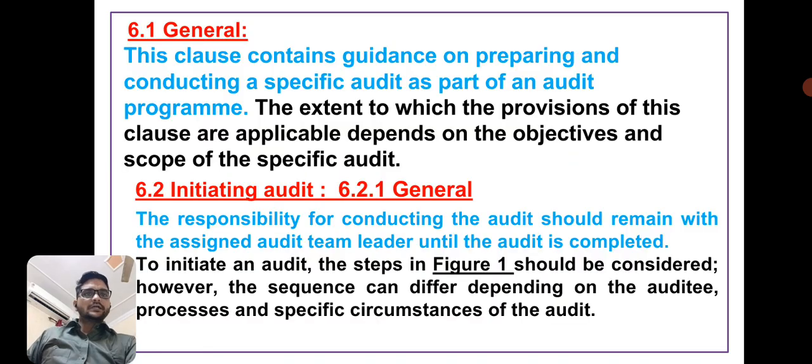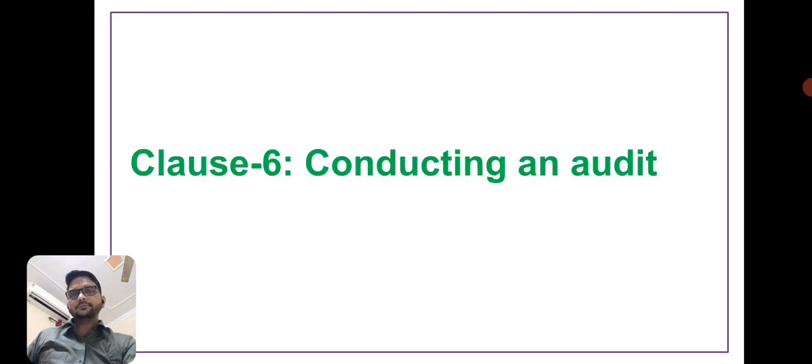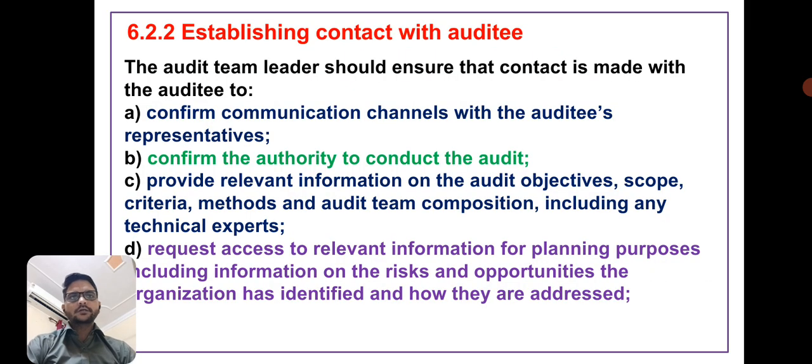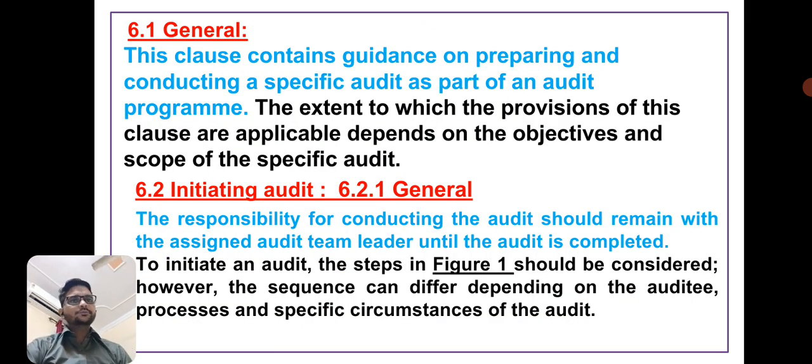Next is conducting an audit. Clause number 6, that is conducting an audit. How to conduct an audit? Conducting an audit program. The general requirement is given in 6.1, that this clause contains guidance on preparing and conducting a specific audit as a part of the audit program.